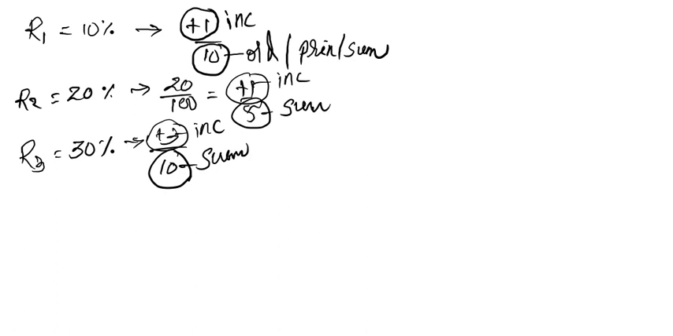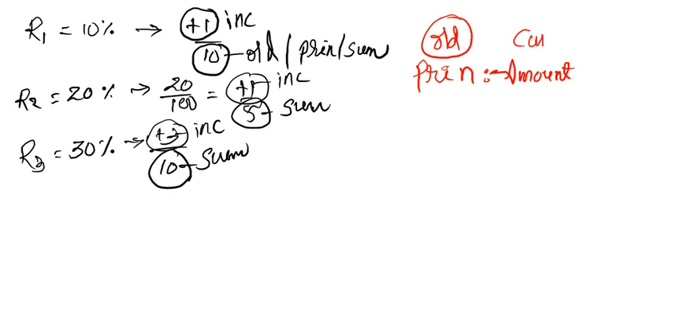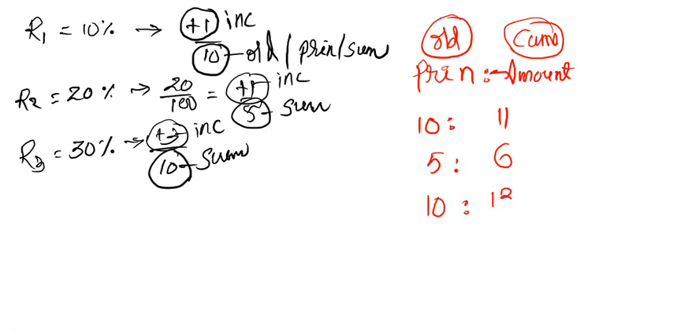The compound interest is calculated like this. Principal is to amount. Previously we are writing it as old, and now we are writing it as current. In the same way, previously principal is 10, now it is incremented to 11. Previously principal is 5, now amount will become 6. Previously it is 10, again it is incremented by 3, means 13. Now do the calculations, the cancellation.